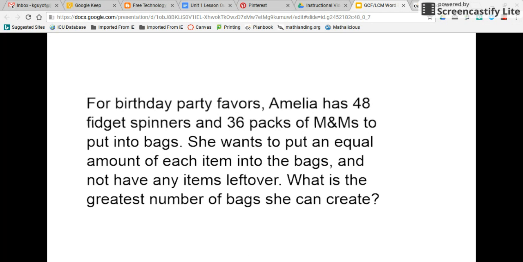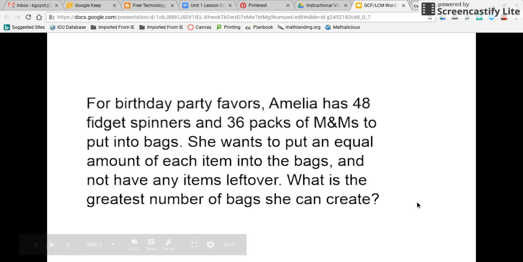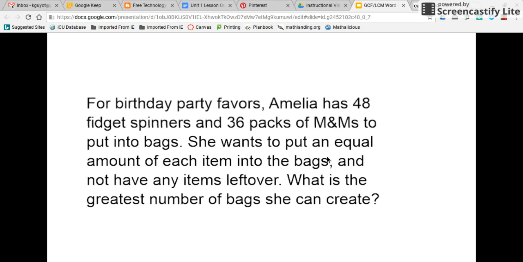Here's another one. See if you can solve this. Hopefully you found that it said put an equal amount of each item into the bags. What is the greatest number that you would be finding? The greatest common factor of 48 and 36.